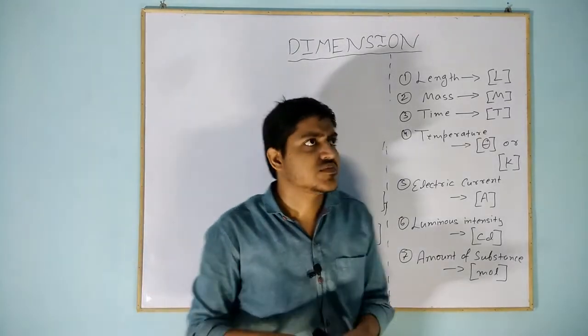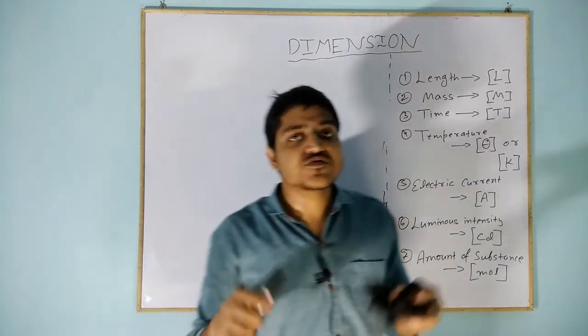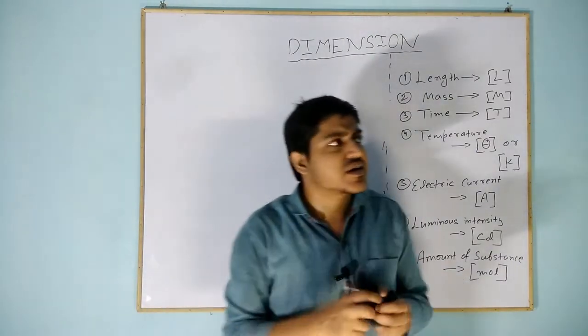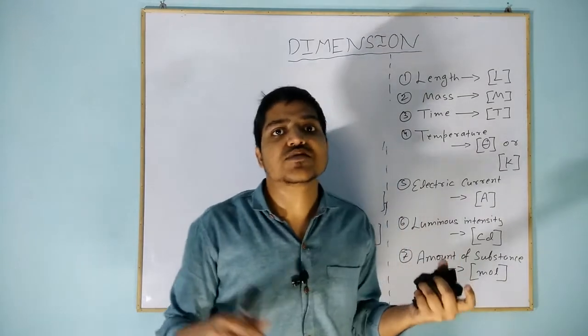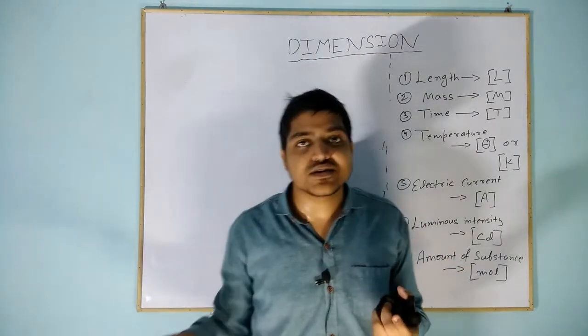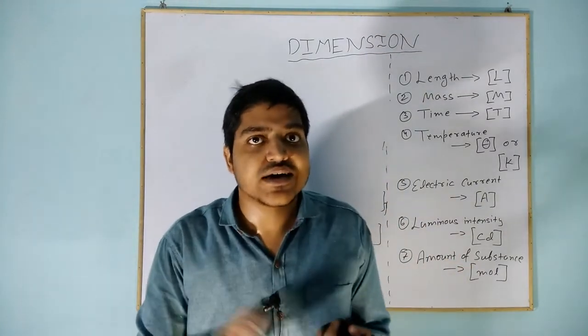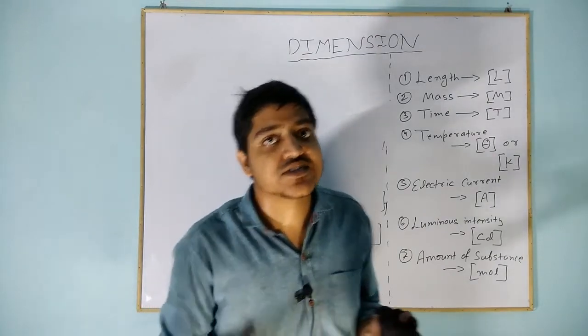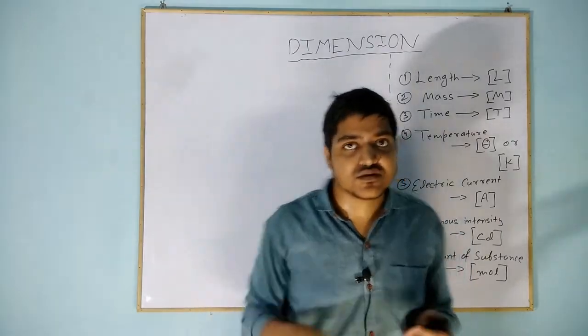See, if two quantities have the same unit, they must have the same dimension also. There are quantities which have unit but no dimension, like the supplementary quantities. Plane angle has unit radian but has no dimension. Solid angle again has a unit steradian but again has no dimension.